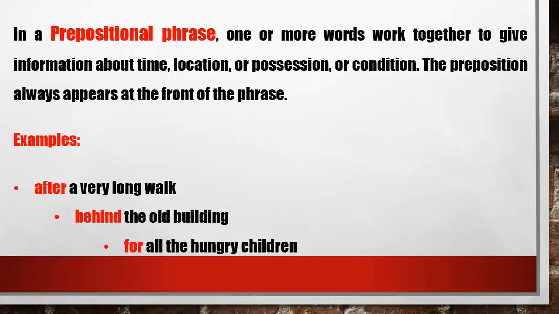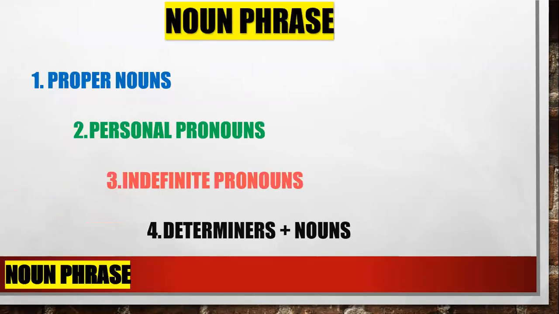And the other one is a prepositional phrase. One or more words work together to give information about time, location, possession, or condition. The preposition always appears at the front of the phrase. After a very long walk, behind the old building, for all the hungry children. So here you start these phrases using a preposition: behind, for, after, on, in. And then you have other words which complement this preposition, all right? So notice here the different types of phrases. But today we're going to focus on one of them, the noun phrase, all right?